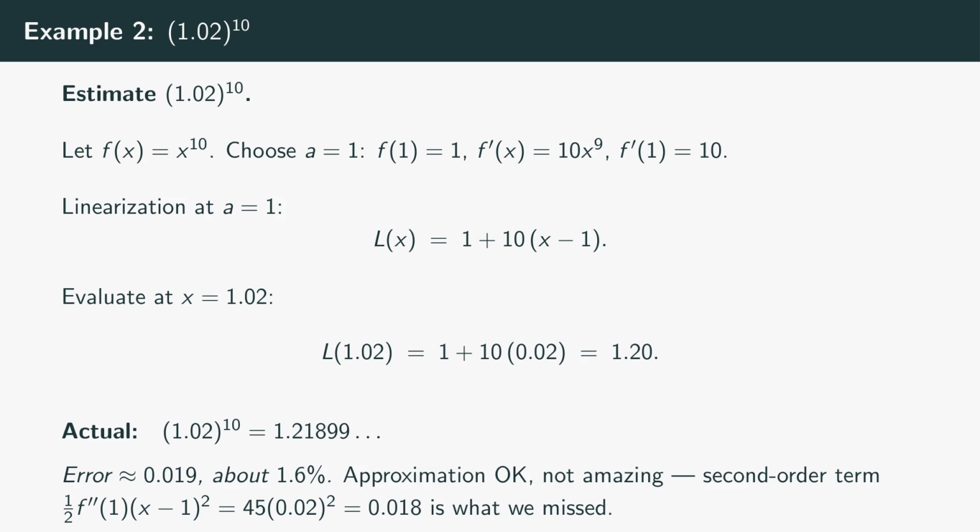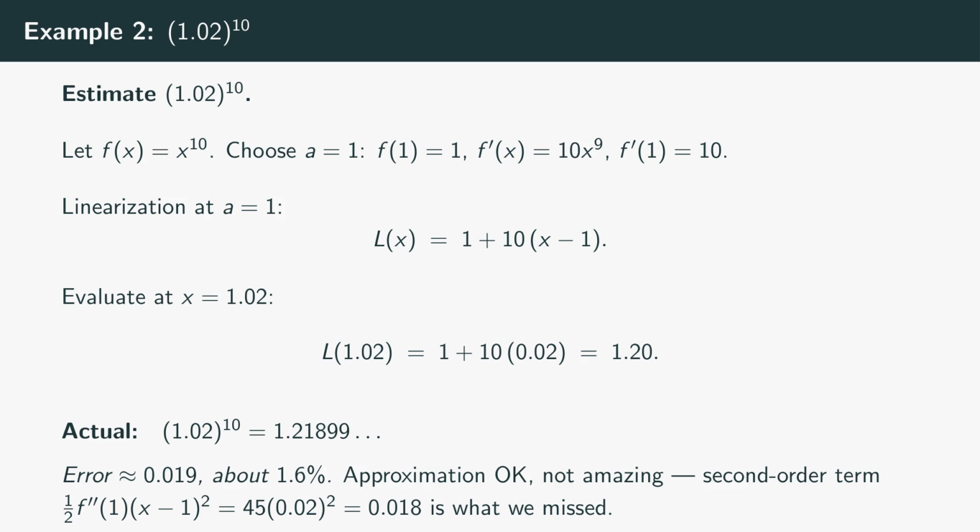What happened? Two things. First, x minus a was a bit larger relative to a: 2% of 1 versus less than 0.5% of 9. Second, the function x to the 10th curves much more aggressively than the square root near these respective base points. Look at the second derivative. For x to the 10th, f double prime is 90x to the 8th, which at x equals 1 is 90. Half of 90 times the square of 0.02 is 45 times 0.0004 equals 0.018. That's almost exactly the error we observed. The second order correction we missed accounts for the shortfall.